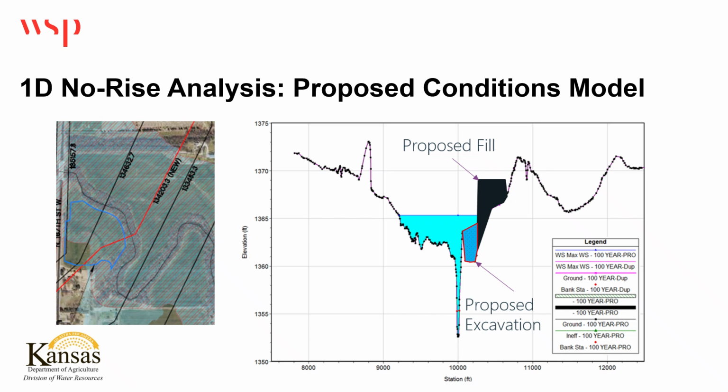This is a 1D model, so it is important that we add that proposed excavation to account for any conveyance or storage losses we have in that cross section if we hope to meet our no-rise criteria.